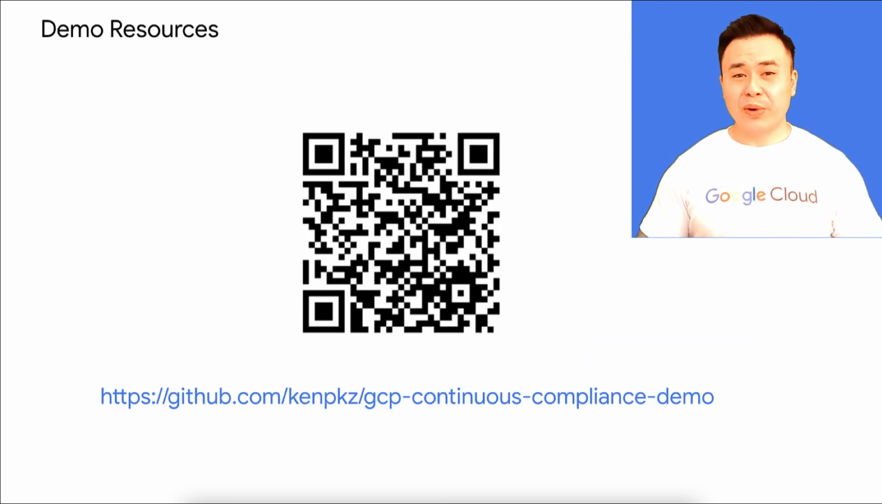In episode 3, we're going to watch this example working in action in GCP. If you're interested in trying out the demo yourself ahead of episode 3, feel free to check out the code and the guidance on GitHub using the link below or scan the QR code.